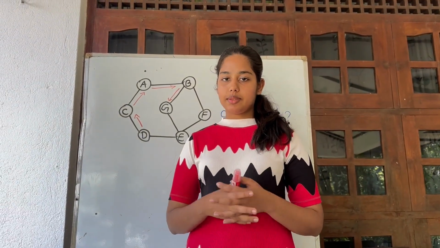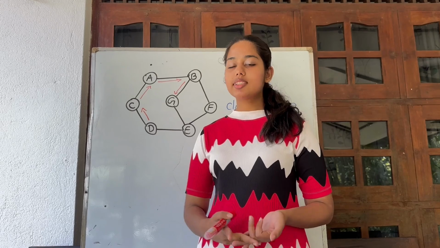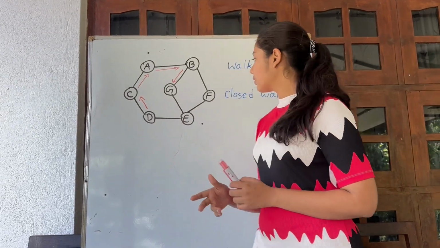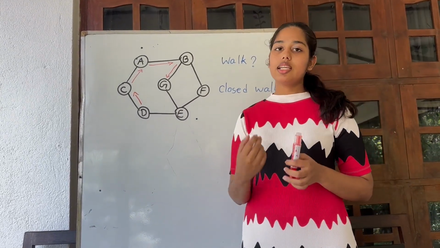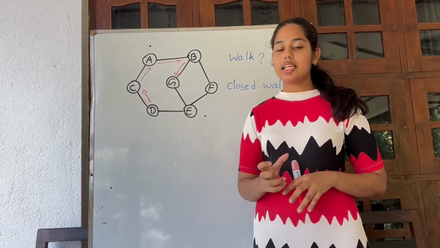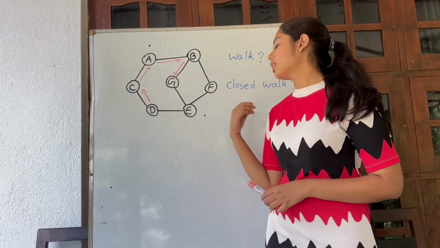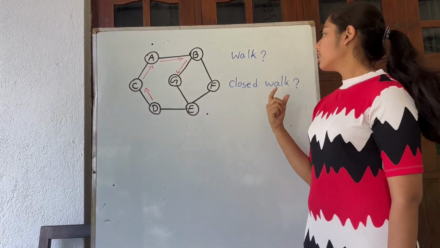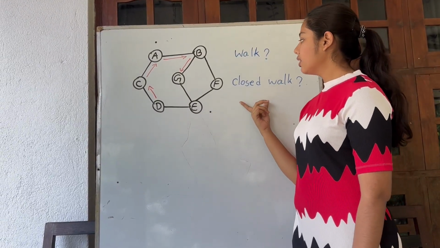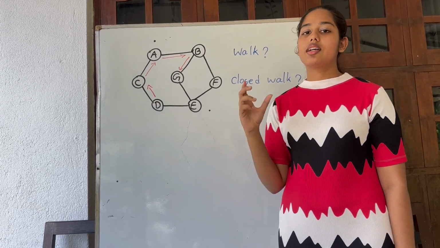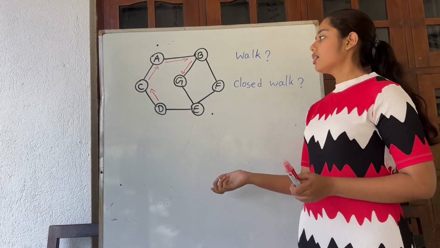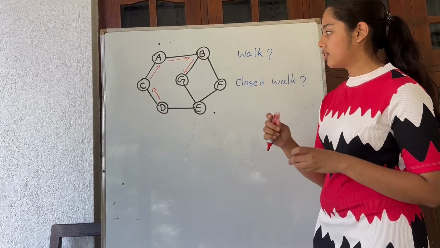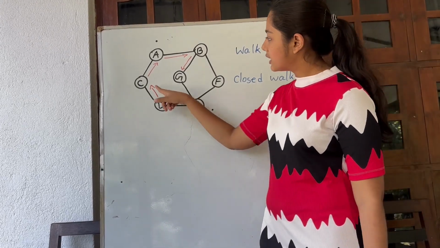Now let's discuss the walk, trail, path, circuit and cycle. The first one is walk. A walk is a sequence of vertices and edges that can be repeated. The closed walk is a subpart of walk. Here, the walk ends with the starting vertex. Here this is a walk.